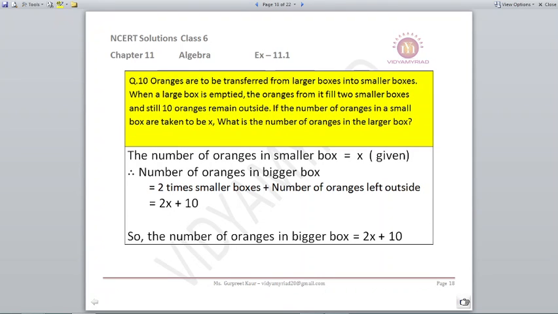Oranges are to be transferred from larger boxes into smaller boxes. When a larger box is emptied, the oranges from it fill 2 smaller boxes and still 10 oranges remain outside. If the number of oranges in a smaller box is taken as x, what is the number of oranges in the larger box? So we assume x for the number of oranges in a smaller box, and the bigger box has 2 times the smaller box plus the oranges left behind. So 2 multiplied by x, as 2 smaller boxes are used, and 10 oranges are left over. So 2x plus 10 will be my required expression.